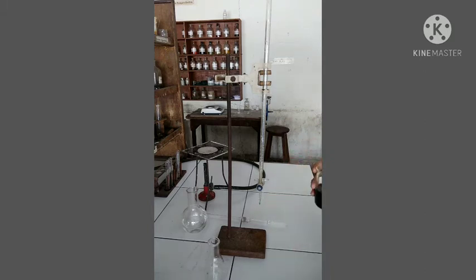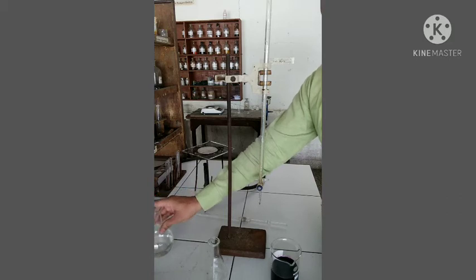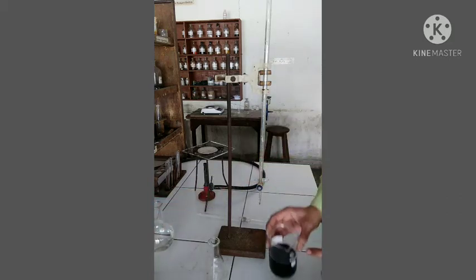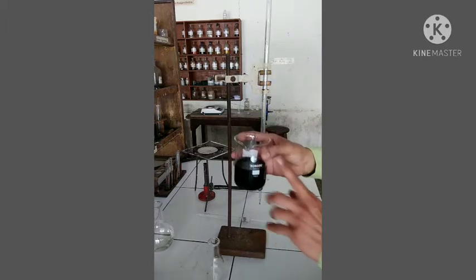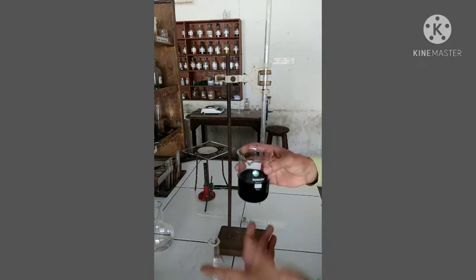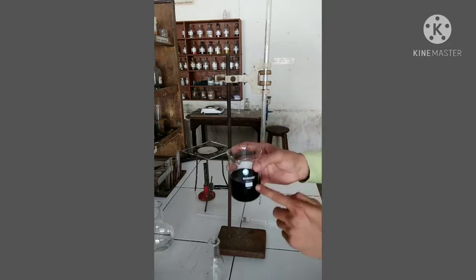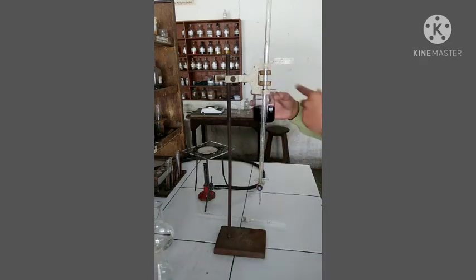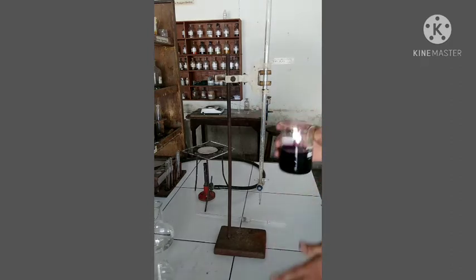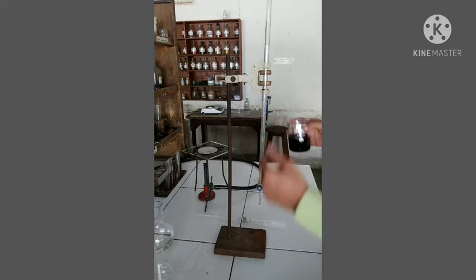Students, one more thing. I told you standard oxalic acid solution is called solution A. Potassium permanganate, that is KMnO4, is called solution B. Solution B is taken in beaker. I will take this solution B in burette.